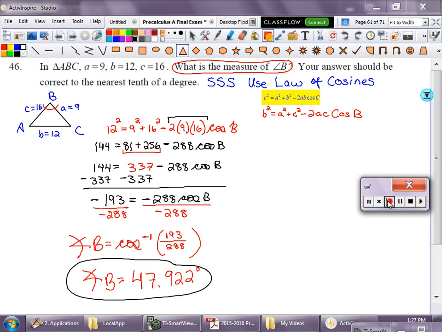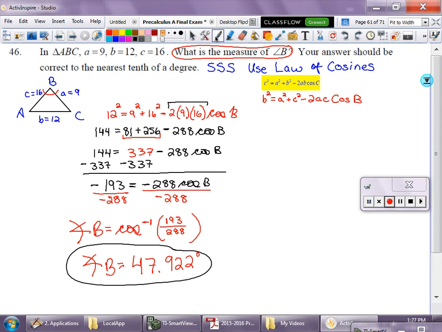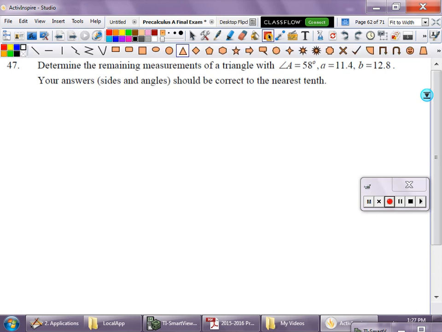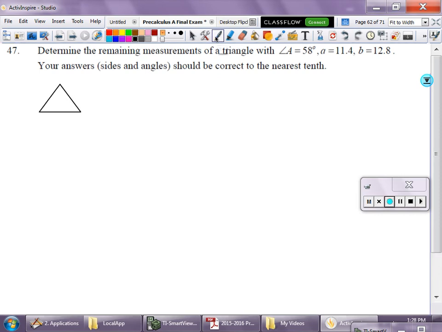Okay, just making sure you saw the end of 46, cosine inverse. Let's go on to the next example. First thing you want to do is draw your triangle and label angle A, 58 degrees. Side a is equal to 11.4.